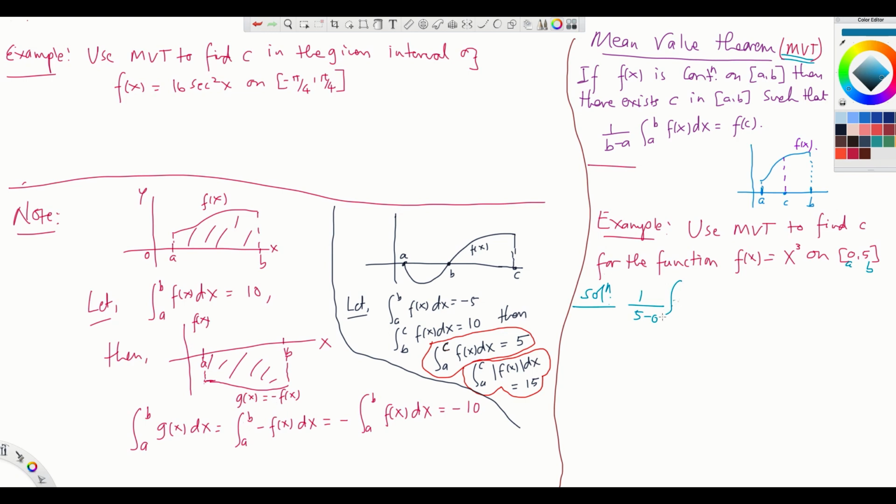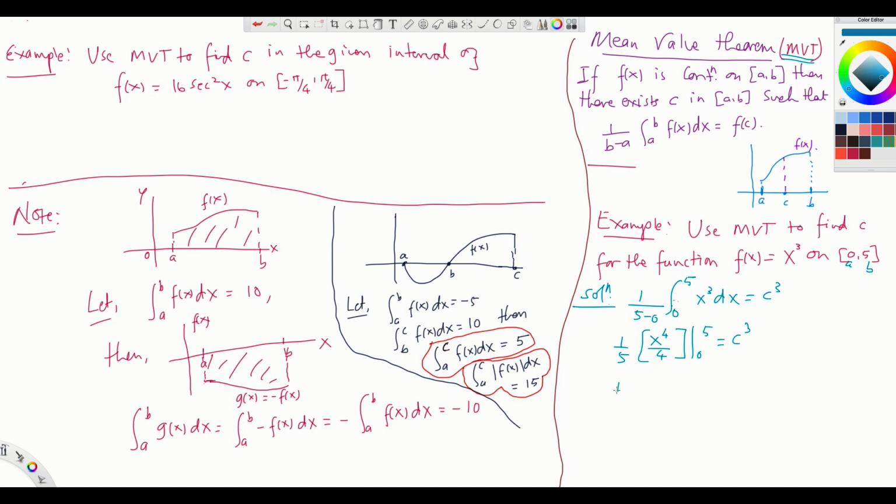What are the limits of integration? The limits of integration are 0 to 5, right? f(x) is x cubed dx equals f(c), which is c cubed. You see that? I'm just plugging into this formula, so I'll find the value of c. So 1 over 5, and then what is the integral of x cubed? You'll get x to the 4 over 4, right? This is inside the bracket, and then outside we have 0 to 5, equals c cubed.